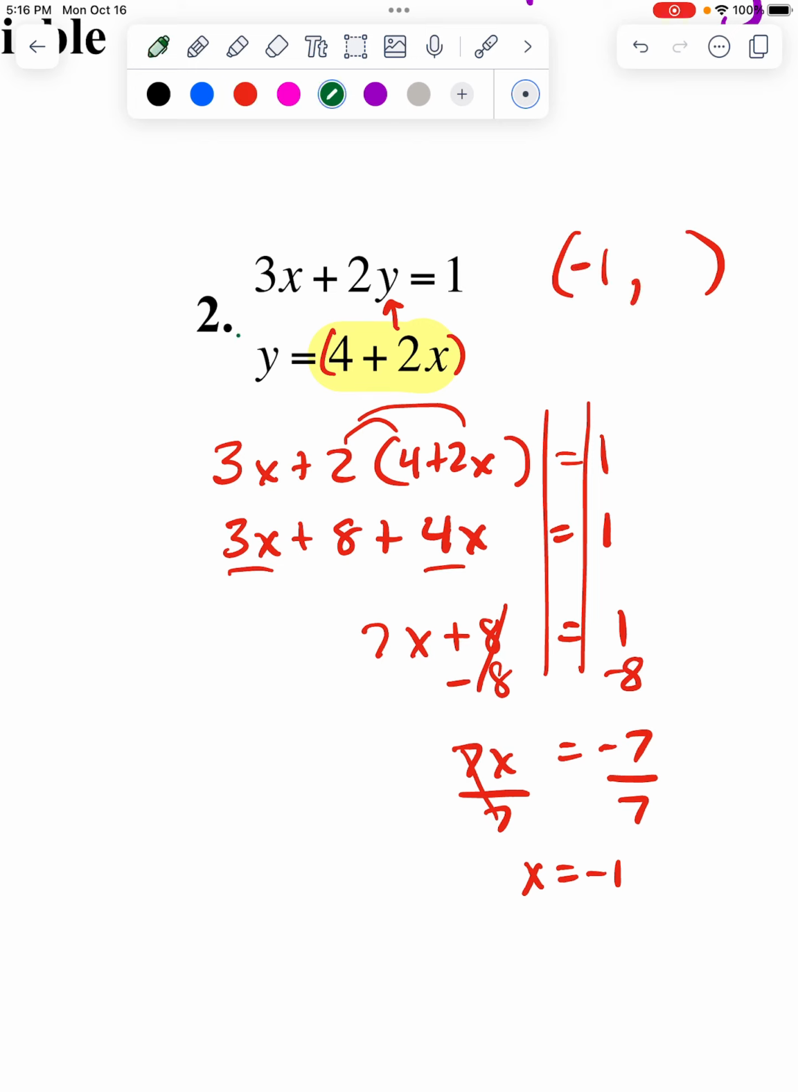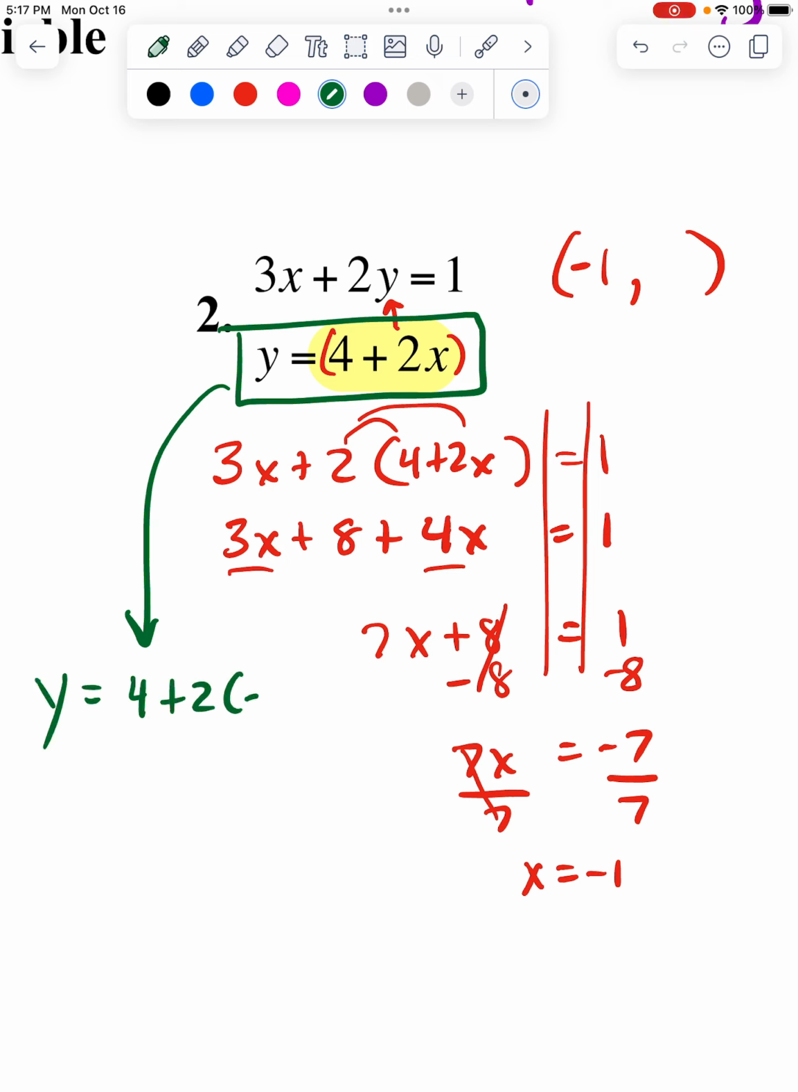Now when I have to figure out what y is going to be, this is my easiest one. I could plug it into the top, but this is the easier one because this is going to tell me straight up that y is equal to 4 plus 2 times whatever I just got for x. So that's going to be 4 minus 2, and then obviously that is 2.